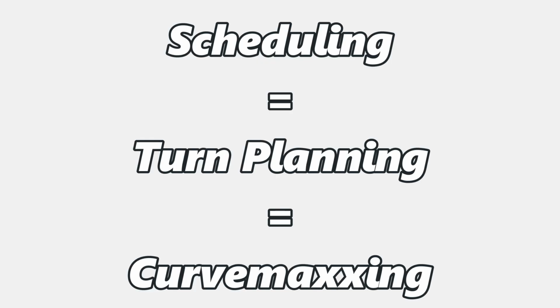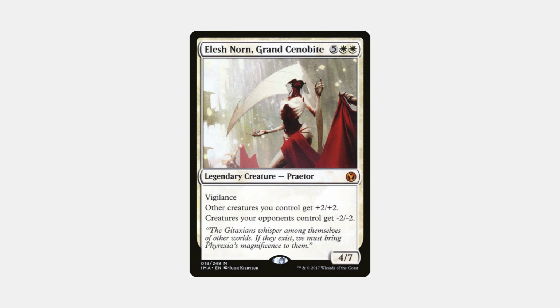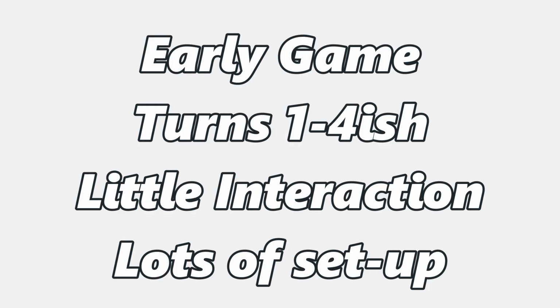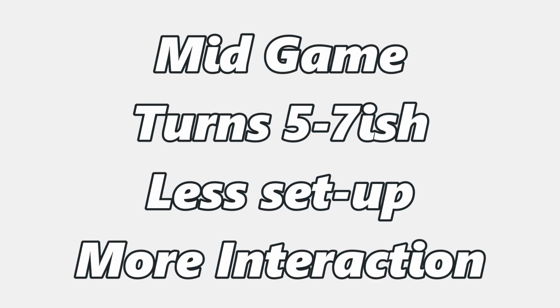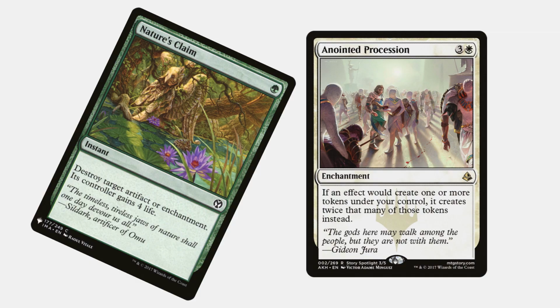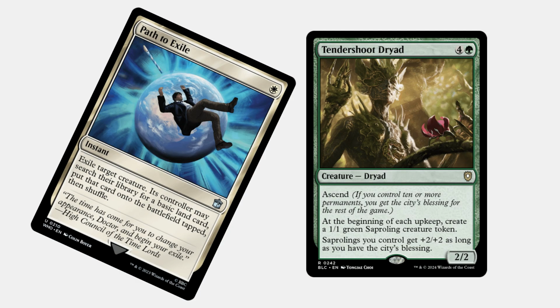When we think about the concept of scheduling, this is what I'm talking about. You can think of a Magic game in 3 phases: the early game, the mid game, and the late game. In the early game, there's not a lot of interaction actually going around. So what I want you to do is start making sure that your first couple of turns are as consistent as possible. Then you'll go into the mid game, which interaction starts to fly around and people start to find small advantages here and there in order to make their board state a bit more consistent than yours.